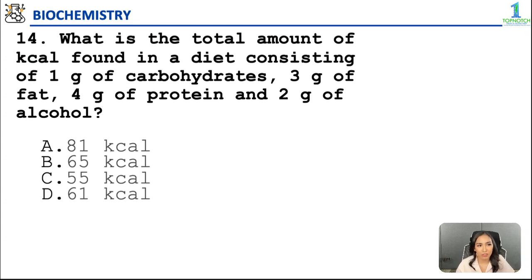What is the total amount of kilocalories found in a diet consisting of 1 gram of carbohydrates, 3 grams of fat, 4 grams of protein and 2 grams of alcohol. Sorry guys, may math. Ako din, hindi mahilig sa math. But let's try to calculate this. The correct answer is D, 61.